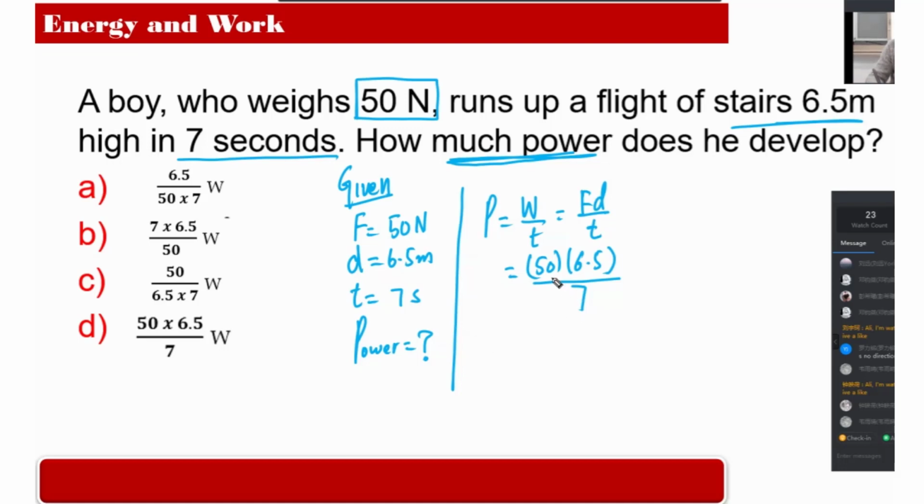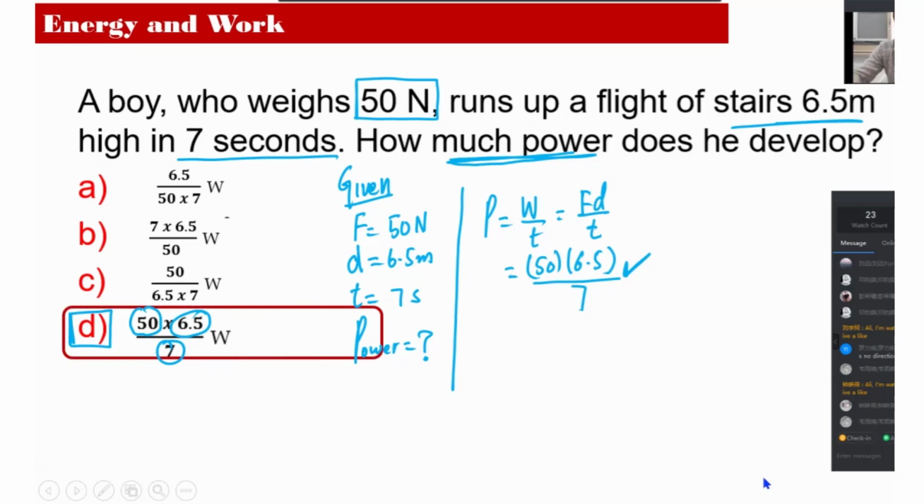Okay, you can simply look at this one now. You see, we see 50 here, and then you have 6.5, then you have 7, and you can compare with this one. So our answer for this question is D. So this is the answer for this problem. Let's move on to the next now.